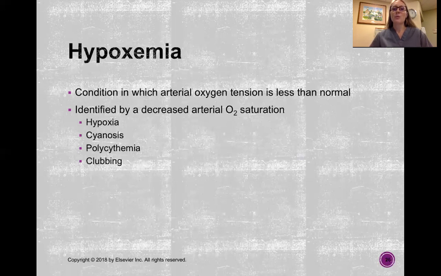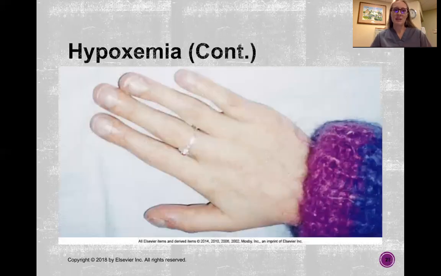We're going to see this being manifested with hypoxia, cyanosis, polycythemia, which is an increase in red blood cells, and again, back to that clubbing, which here's a good example of the clubbing. So you can see it really well on the thumb, how it curves down. And this is a sign of persistent oxygen deprivation.